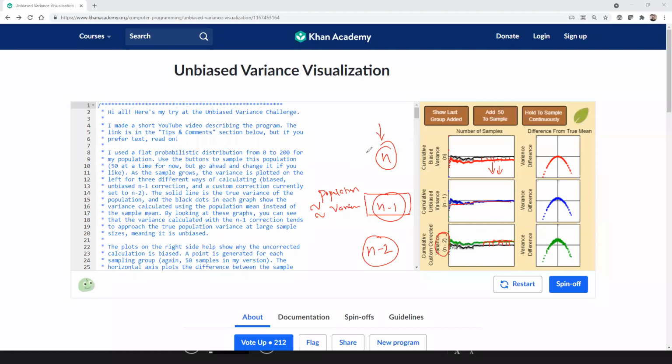With the help of n, if you try to divide by n, what will happen? It will always be less than the population variance. So can I say this is my biased side? That is the reason, to remove that bias, I'm dividing it by n minus 1. Similarly, if you do n minus 2, n minus 3, n minus 4, this graph will jump up like this. Does this make sense, everybody?